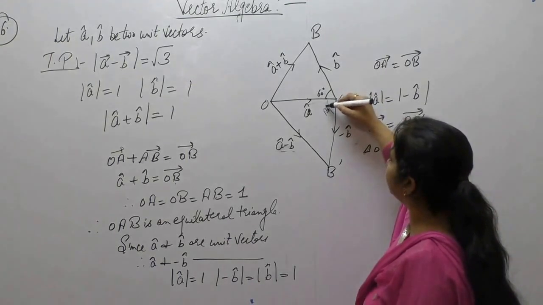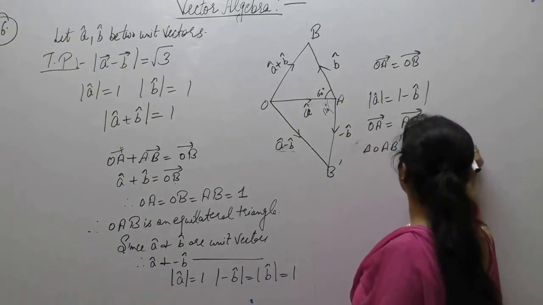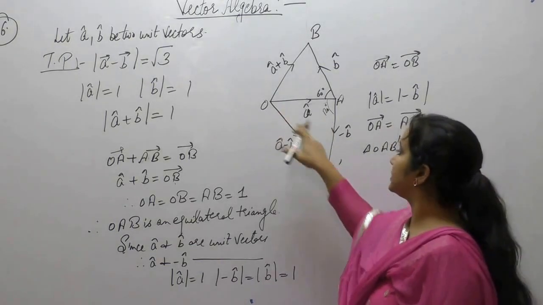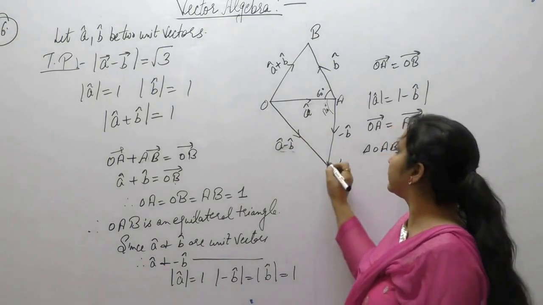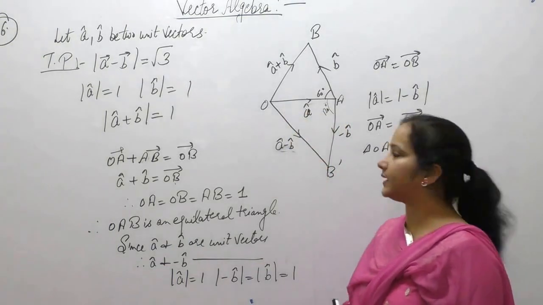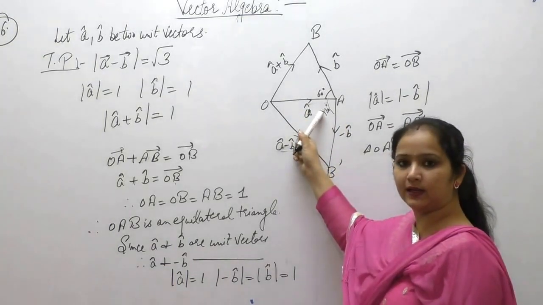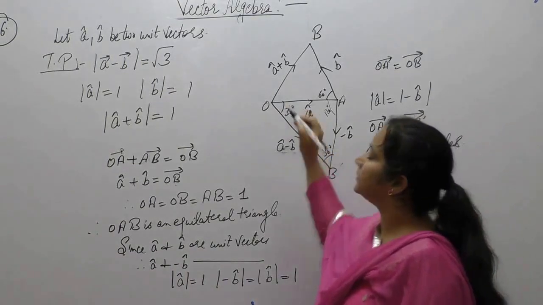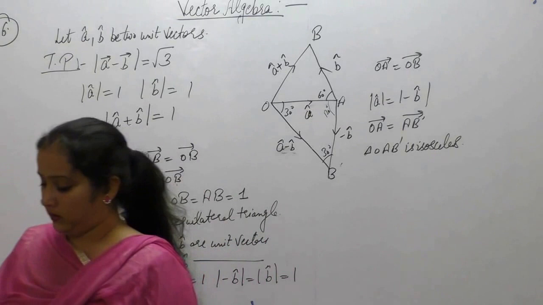In an isosceles triangle, two sides and two angles are equal. The sum of the three angles of a triangle is 180. This angle is 120, so the remaining 60 divided by 2 gives these two angles as 30 degrees each.